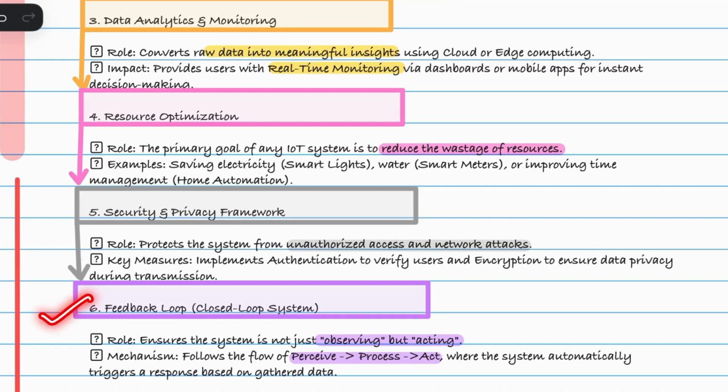It includes using encryption and digital certificates to keep hackers out. And sixth is the feedback loop. It is the closed loop system, so that the system doesn't just watch, it acts as well. So there is a complete flow. The data is perceived, then it is processed, and based on the processing, it performs a particular act, and it does it automatically without human intervention. For example, there is a smart watch.